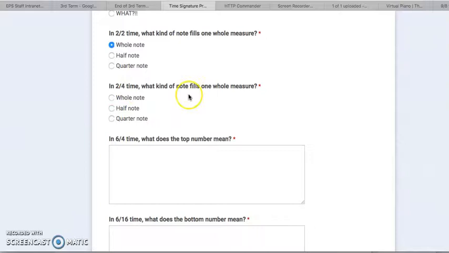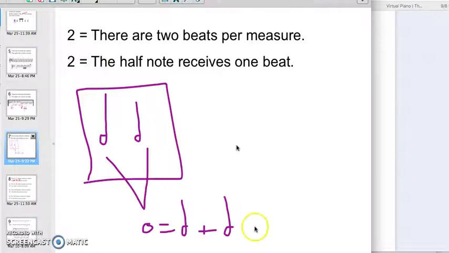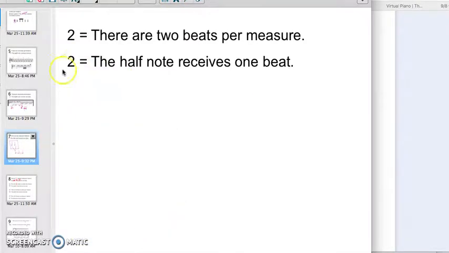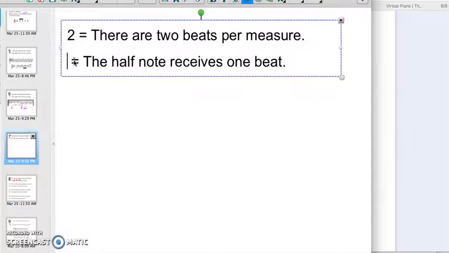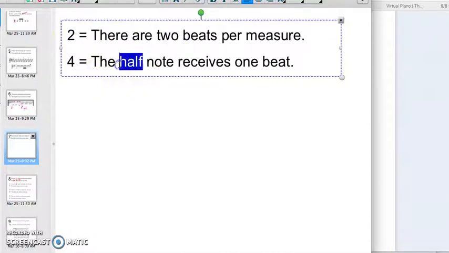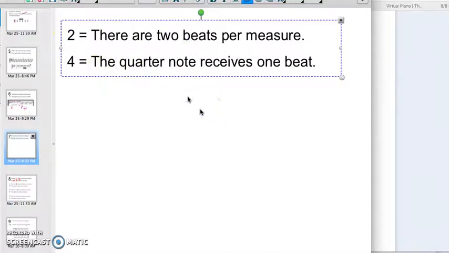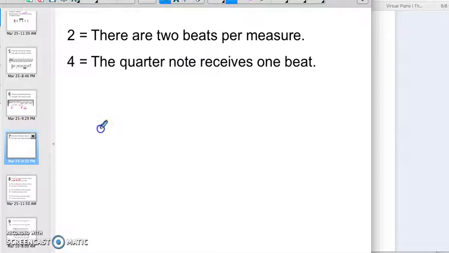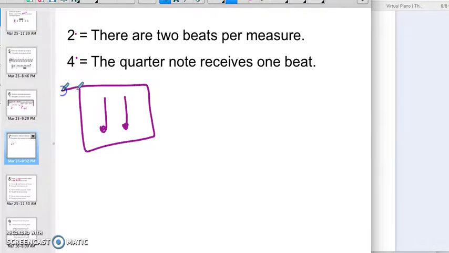Similarly, in 2/4 time, what kind of note fills one whole measure? So if we go back here, erase that, change this to 2/4, our top number is still the same. There are 2 beats per measure. This time the 4 is on the bottom, so the quarter note receives 1 beat. So then what I would do is draw out my quarter note. Here's a beat. I have 2 beats per measure. My quarter note gets a beat. Therefore, I know I have 2 quarter notes per measure. Here's what one measure could look like in my 2/4 song.